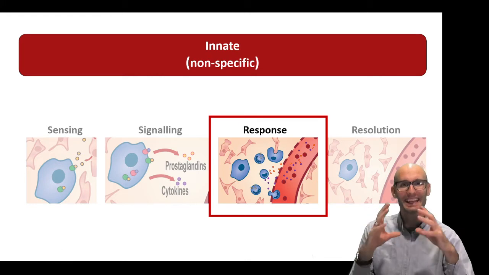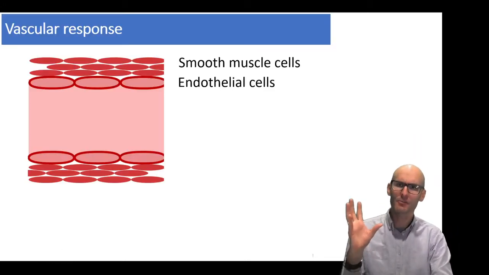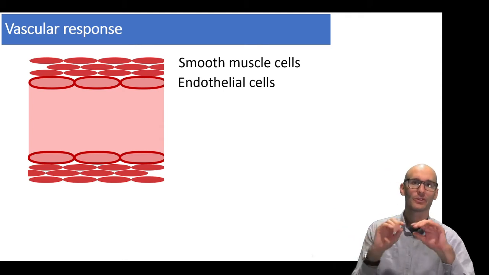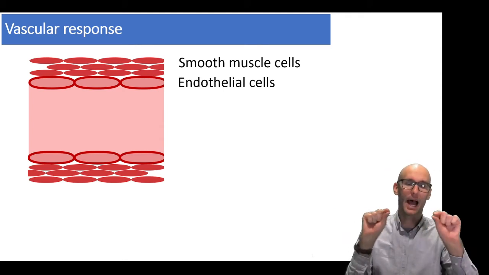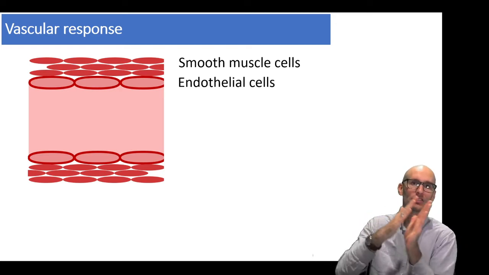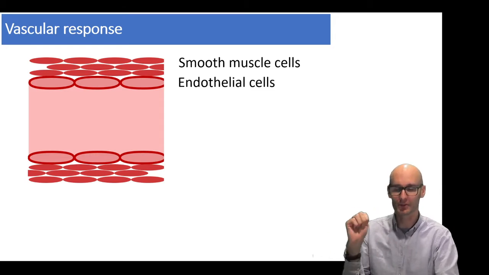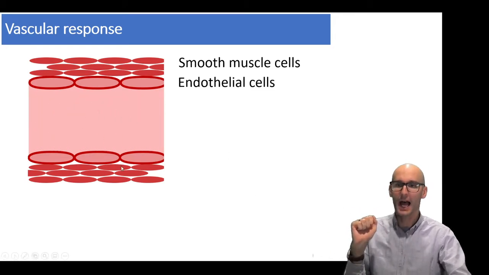We're looking at the innate immune response after the signaling has occurred. So the first response is a vascular response. Now, blood vessels have an endothelial lining on the inside of the blood vessel, and then they're surrounded by smooth muscle, which controls the diameter of the blood vessel. This is arteries and arterioles. So blood flows down there.